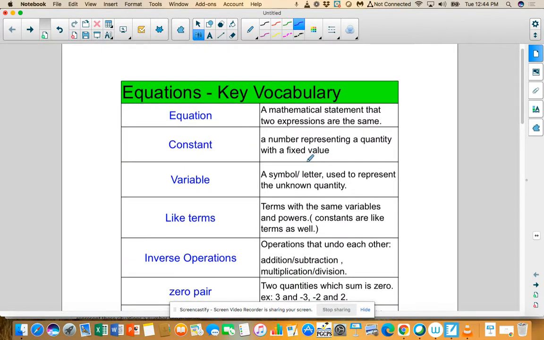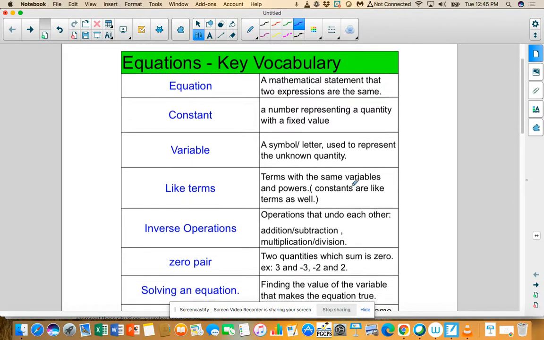Constant. A constant just means something that does not change. It's simply a number without a variable. That's what a constant is. And a variable is a letter that we use to represent something that we don't know. It can be any letter or symbol. Could be X, Y, Z. It does not matter. Although X and Y are the most popular ones, it could be anything, including some Greek letters like alpha, beta, stuff like that.